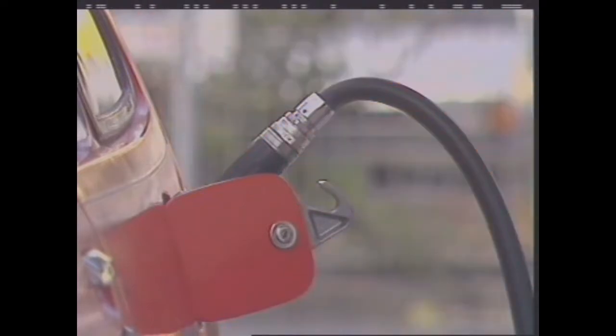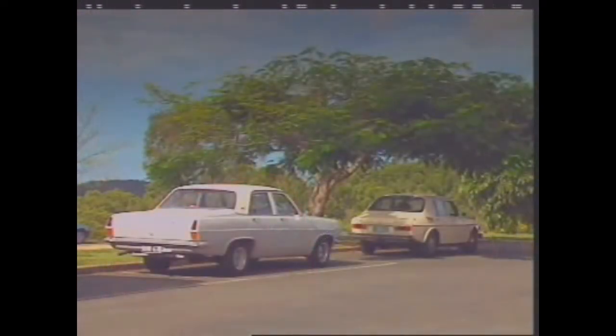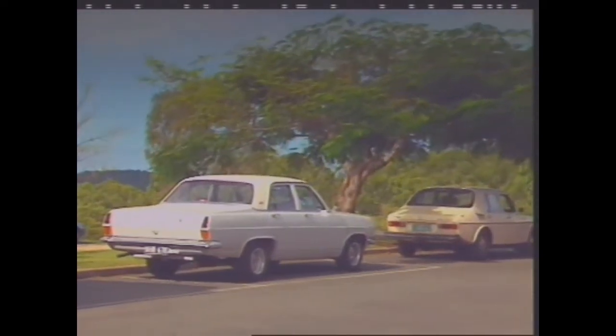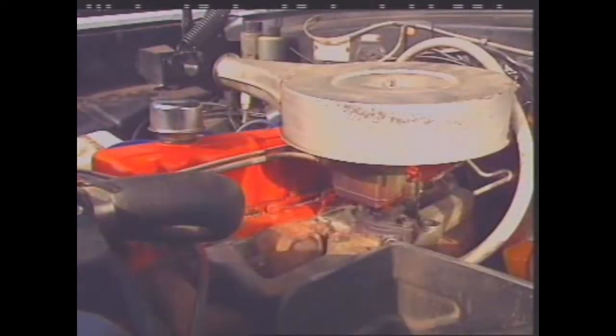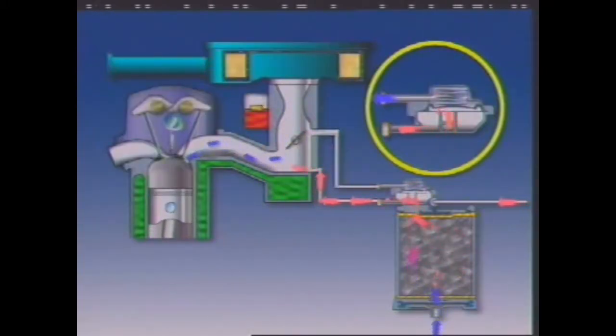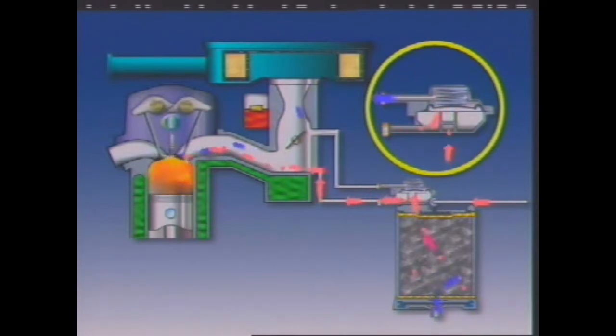When a vehicle is being refueled, hydrocarbon vapors can escape from the filler neck into the atmosphere. When the vehicle is left in the sun, its temperature increases, and fuel evaporates from the tank and, if there is a carburetor, from it as well. An evaporation control system is fitted to modern vehicles to collect and store the hydrocarbon vapors from the tank and the carburetor. Then, when conditions are suitable, these vapors are drawn into the intake manifold and burned as part of the combustion process.